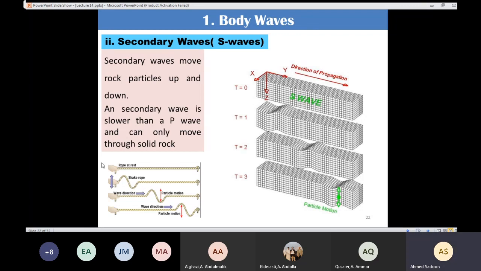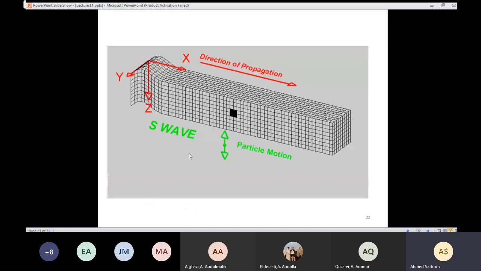So if this one is time 0, this one is time 1, and this one is time 2. The wave is going to move like that. You are going to have up and down movement. When the time equals 0, we have nothing. When time equals 1, we are going to have up and down movement. Then when the time equals 2, the up and down movement will move here. When the time equals 3, it will move here. So this is how the secondary wave is going to move. Here in this picture, we can see how the secondary wave moves by up and down movement.